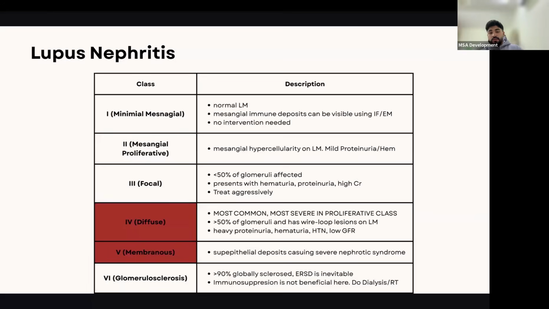The membranous one is going to have subepithelial deposits, which will cause, again, severe nephrotic syndrome. Now, why I've highlighted them in red: these tend to have very poor prognosis. Which is why in patients who have SLE, you have to keep screening them for lupus nephritis.